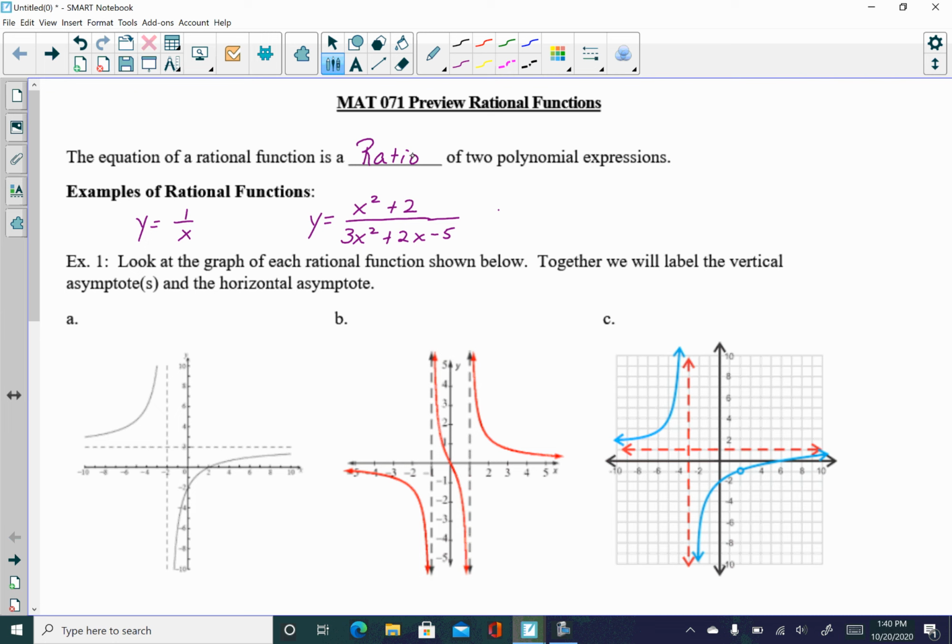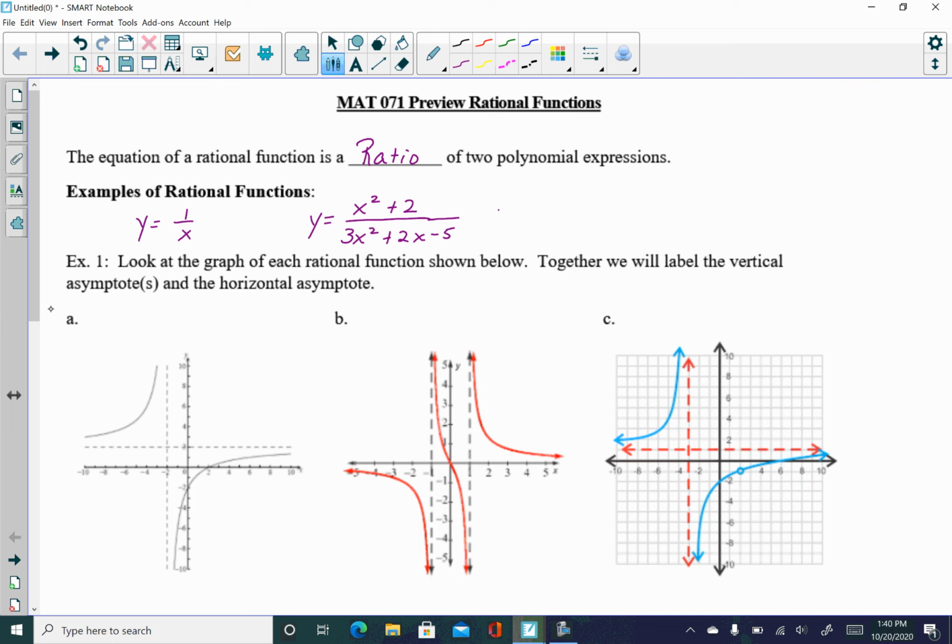The equation of a rational function is a ratio of two polynomial expressions. So I've just given you two examples down here below of rational functions. The first example, y equals 1 over x, and then you can see the example over on the right. But there are numerous examples of a rational function.